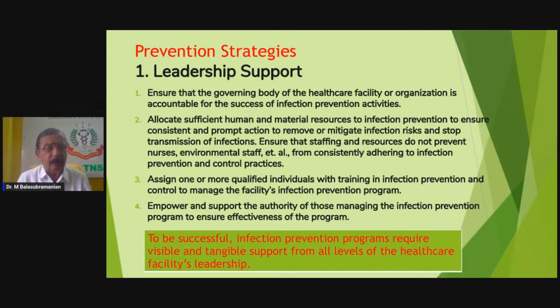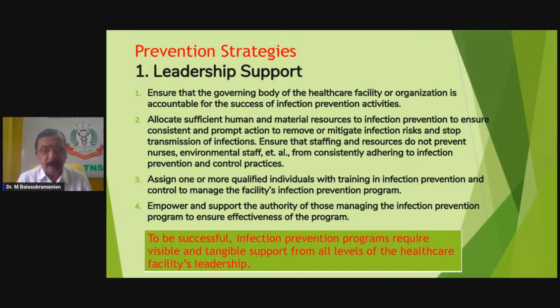So definitely we have to resort to prevention strategies. For prevention strategy, anything has to come from above. It has to come from the hospital owners or the directors or medical superintendent, like that. So, for the success of hospital infection control, we should have leadership support. Ensure that the governing body of the healthcare facility or organization is accountable for the success of infection prevention activities. Allocate sufficient human and material resources to infection prevention to ensure consistent and prompt action to remove or mitigate infection risk and stop transmission of infections.